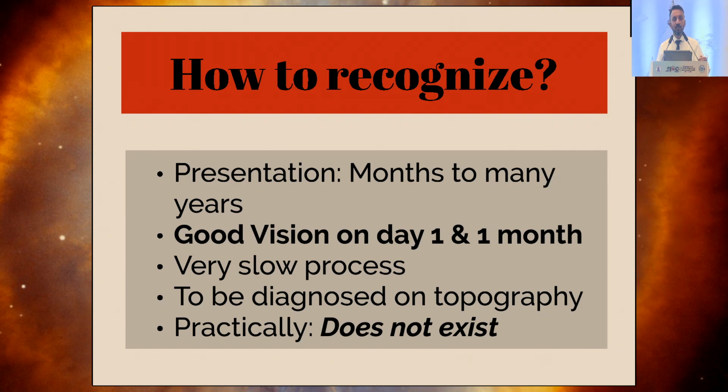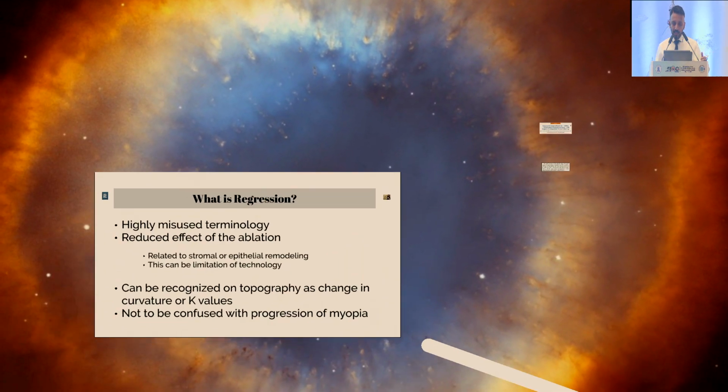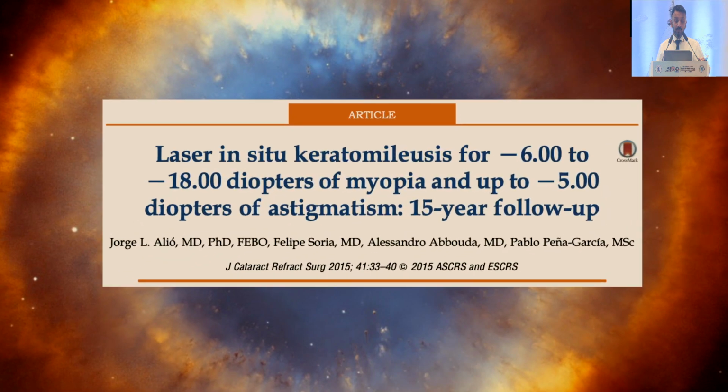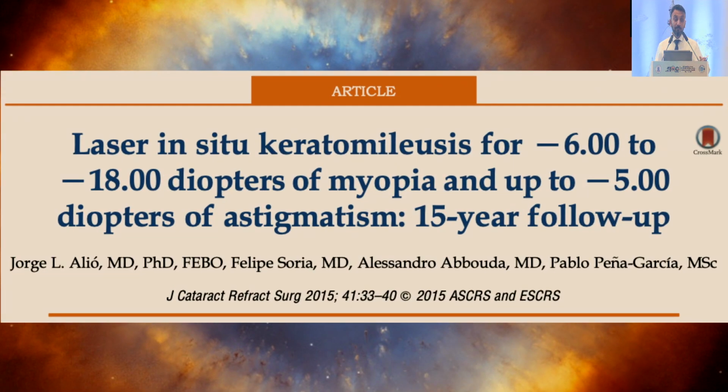Practically speaking, I strongly believe it does not exist. I'll give you the reason. It's a highly misused terminology. When you have not documented pre-op axial length, and when you do not document progression of myopia, you end up calling everything a regression, which is actually not true. By regression, we should be documenting change in keratometric values, at the air-tear interface. Please do not confuse it with myopic progression.